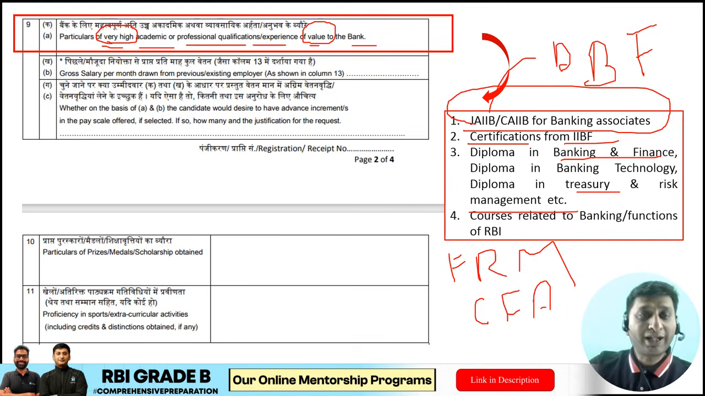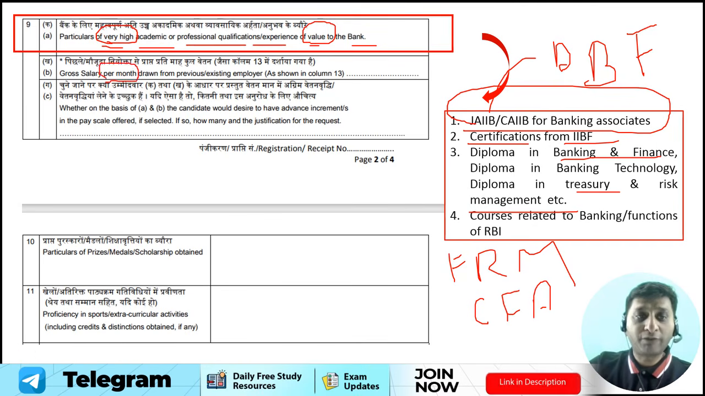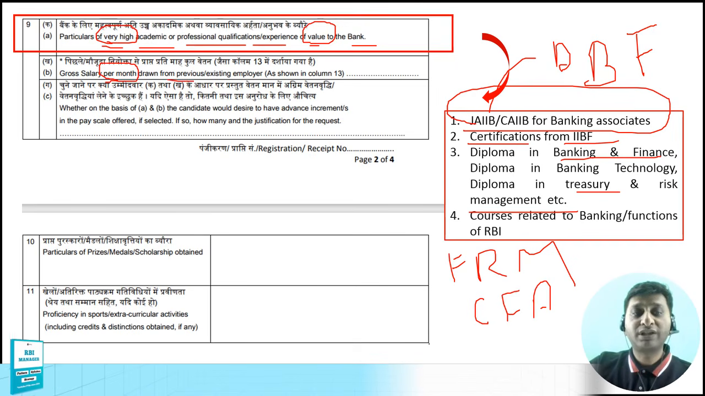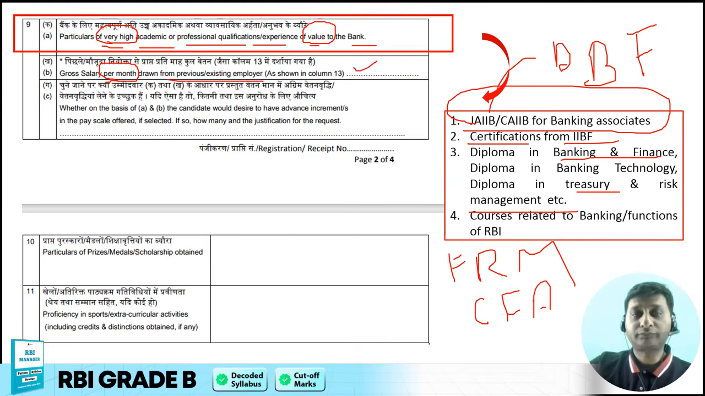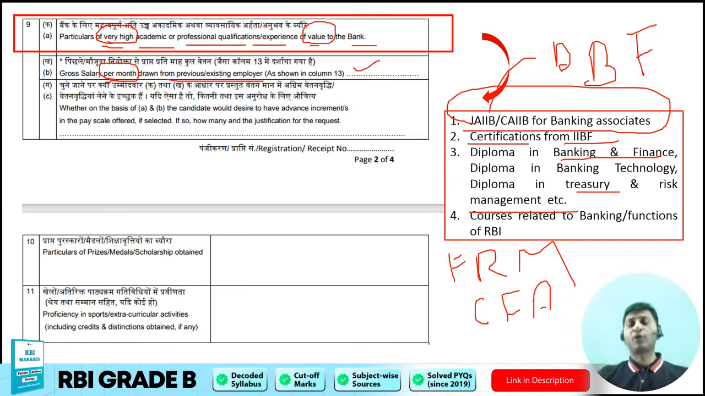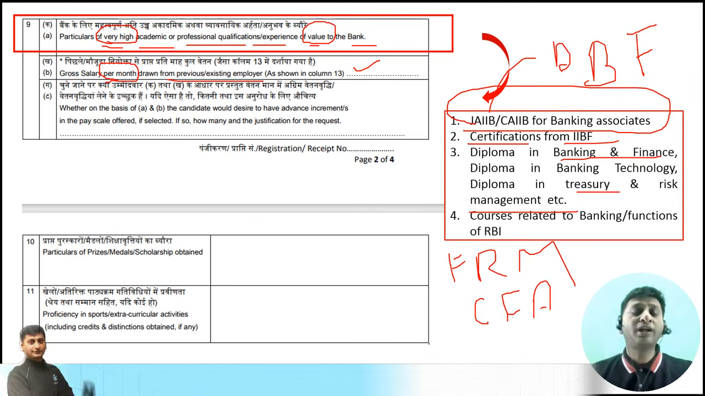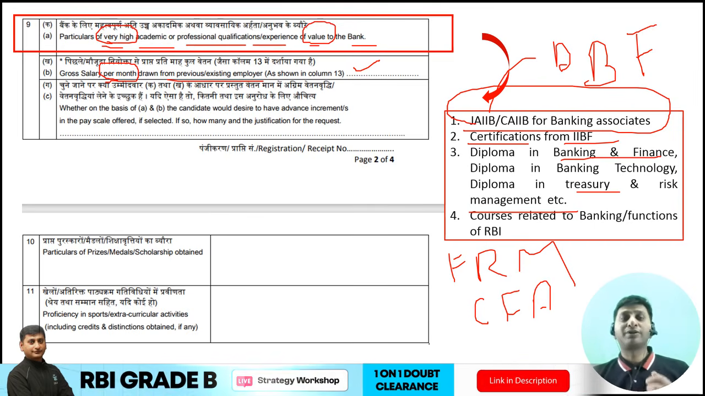Then gross salary per month. So here the keyword is per month. Do not write your annual package. Gross salary per month drawn from previous existing employer. So whatever your existing employer is, and if not any existing employer, if there is any previous employer, do mention the gross salary per month that you withdraw or you are withdrawing.